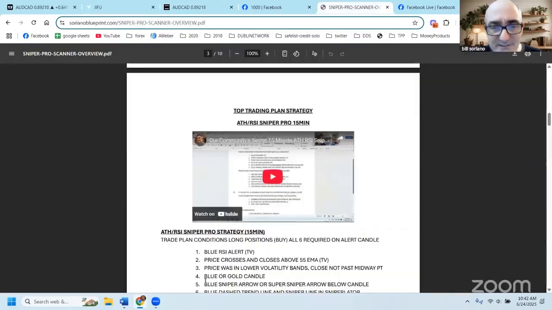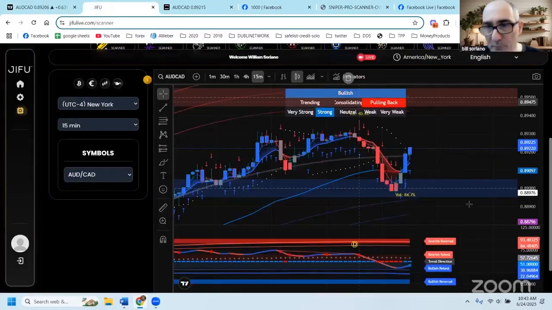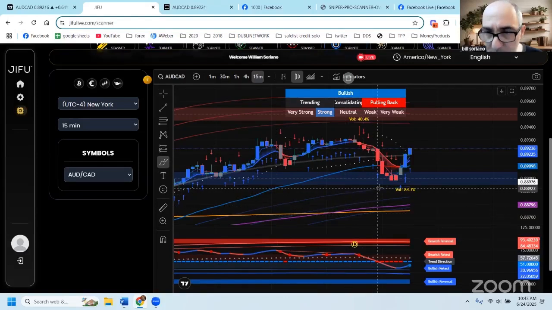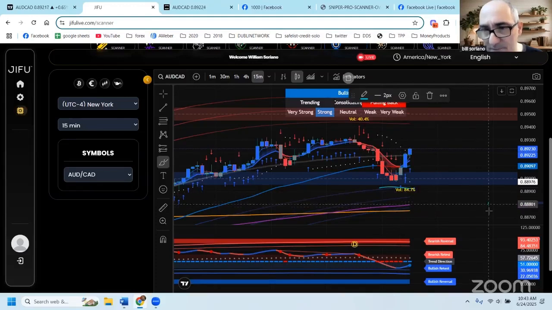Number 3 here, this is the real stickler here. So for a buy, number 3 says price was in the lower volatility bands and the close of that candle was not past the midway point. The close of the indicator candle was not past the midway point. So the issue is number 3, and number 3 is usually what the issue is. You can see here that price never gets all the way down into that first line here of the volatility band. Very hard to see here on Sniper Pro, but that line is right there. So price never gets into that area, right? It never gets down into that lower volatility band.